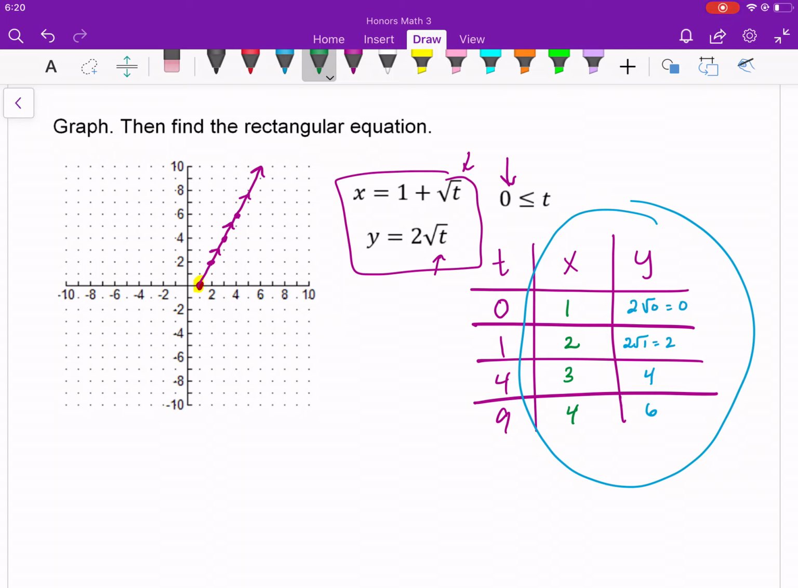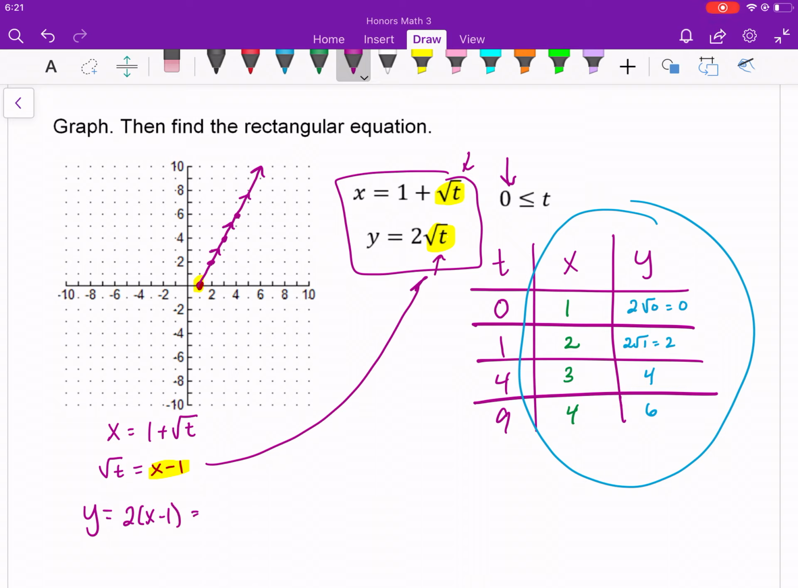In fact, when we convert, rather than solving for t, I'm actually just going to solve for the square root of t, because both of them have the square root of t, so I can still use a substitution that way. So if I solve for the square root of t, I get the square root of t is x minus 1. I can plug this x minus 1 in for the square root of t. So we got y, so I'm putting it in here. y is equal to 2 times x minus 1, or y is 2x minus 2.